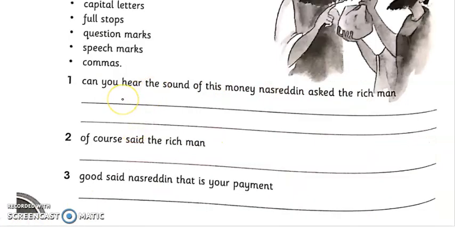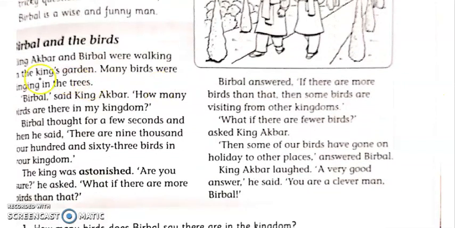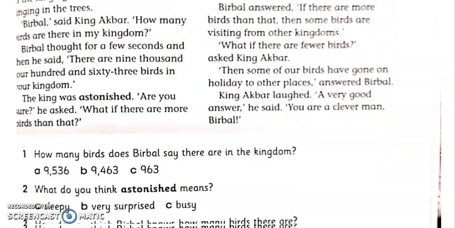So keeping these points in your mind, you will write these sentences again, adding the punctuation marks. You can take help from the story in the Learner's Book, but first try to do it by yourself. After that, on the next page, read the story and answer the questions. Here is given a short story, Birbal and the Birds. You will read this story and circle the correct option of the given questions.